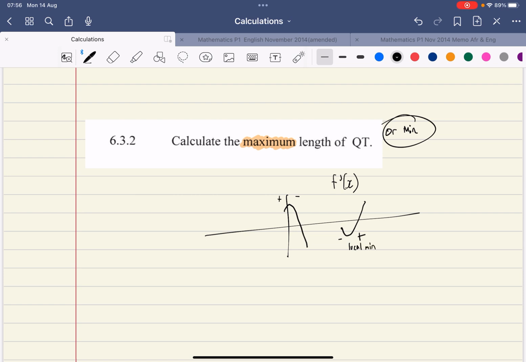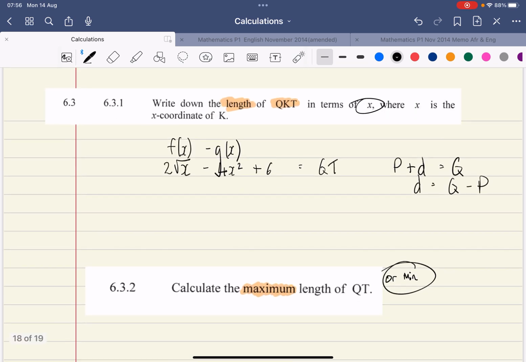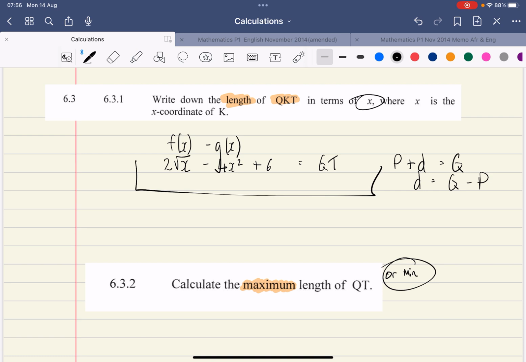And this can pop up in all sorts of places like water flow, and if you have a piece of rope and you're trying to find the biggest rectangle that you can create with it. The important thing I want you to understand is that when you see maximum and minimum, we must think of calculus and the first derivative test. But in order to find the maximum length of QT, we first need a function for QT. Oh, but look at that. That's what we've just calculated in our previous question.